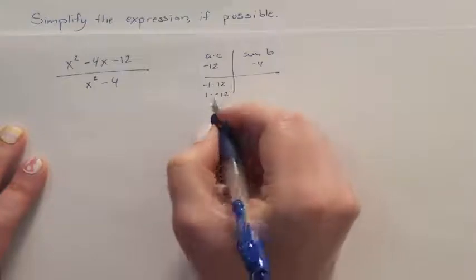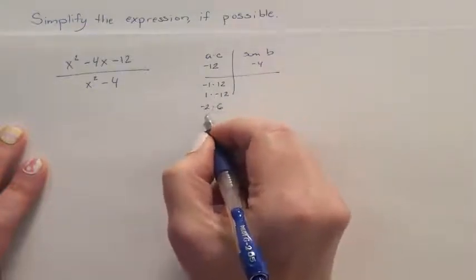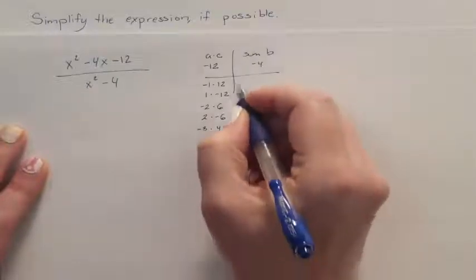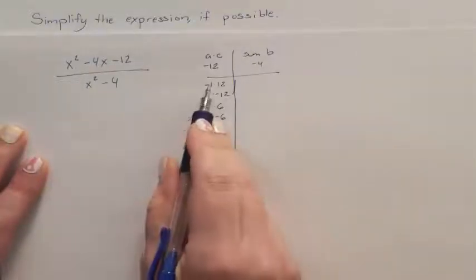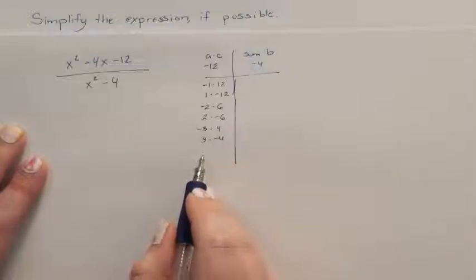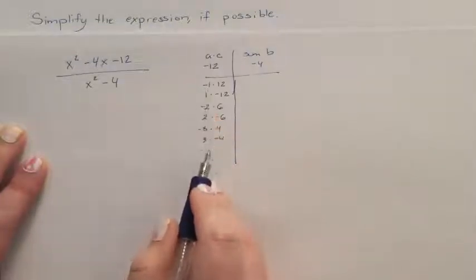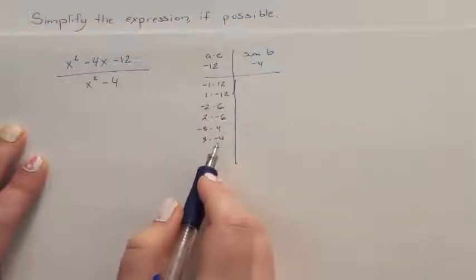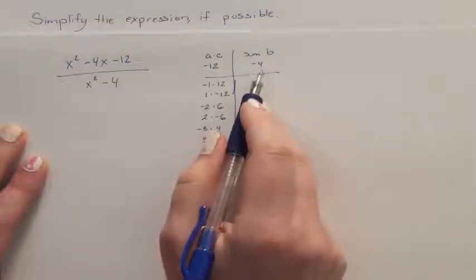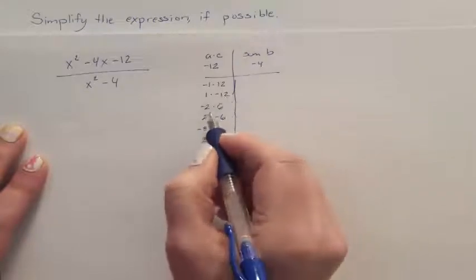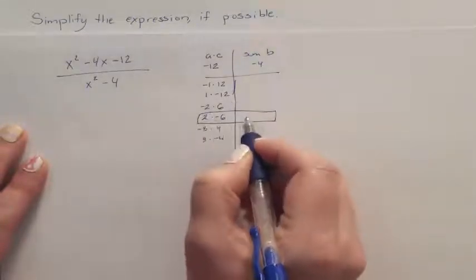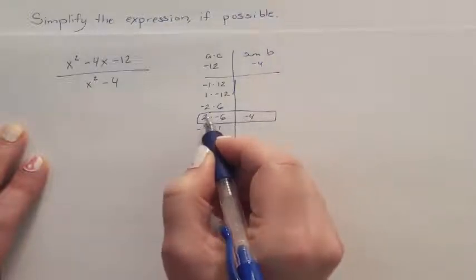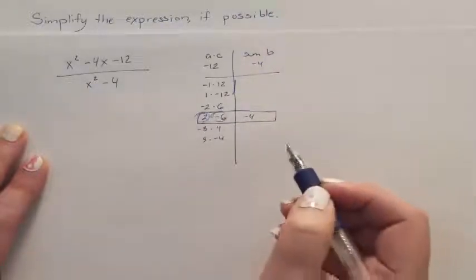So there's my 1s, and then I can try my 2s. You only need to do this if you really cannot remember, or if you just can't find it. So I tried my 1s, my 2s, my 3s. If I did 4s, I'd be repeating. So these are all the different ways to get negative 12. Only one of these, if you were to add them together, would get you negative 4. So if I look at all of them, this one right here is the only one where if I added these two numbers together, I would get negative 4. So I'm going to use the numbers 2 and negative 6.